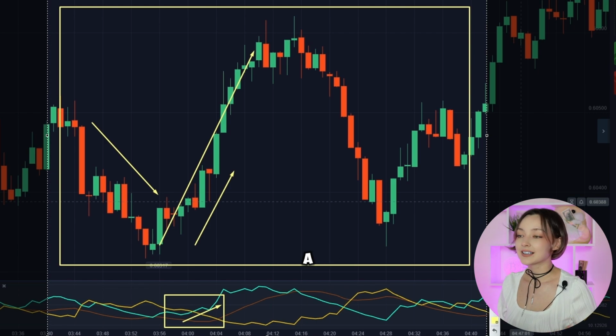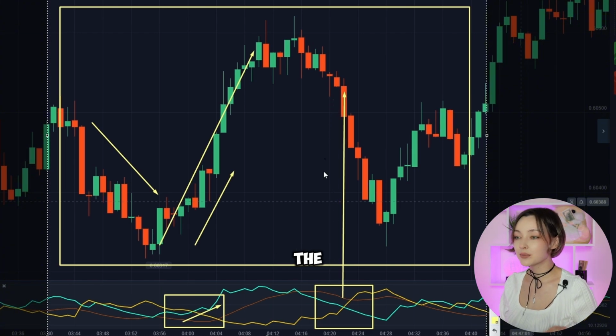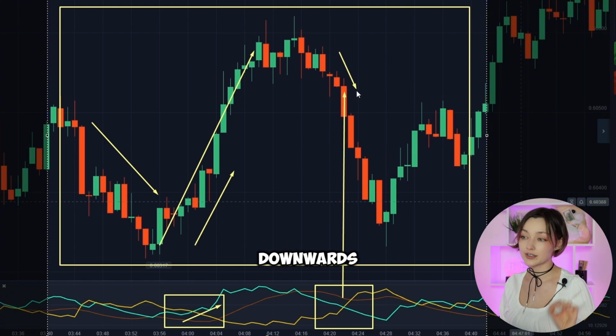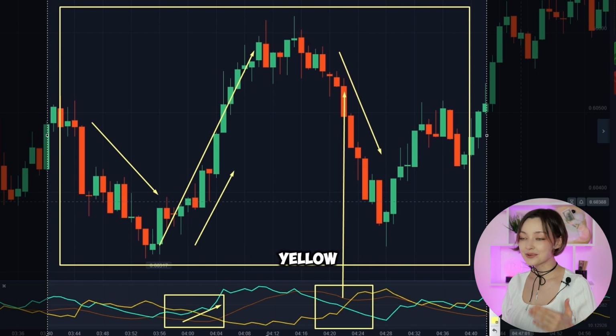And let's take a look at the next intersection. This one. There's one right here at this point, and this is the point we would open downwards at. At this intersection, the blue line crosses the yellow one downwards, which is our down signal.